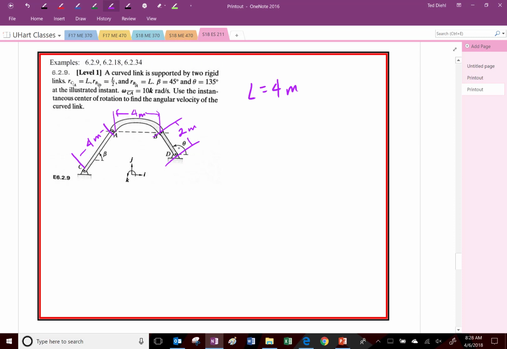And see, okay, so this is 135 degrees right here, this guy. And this guy is 45 degrees. And he is 135 degrees.